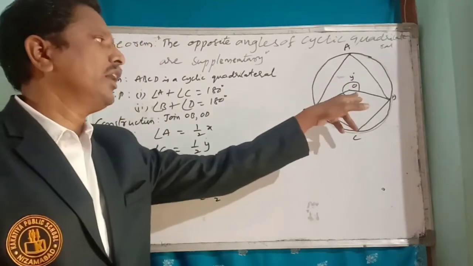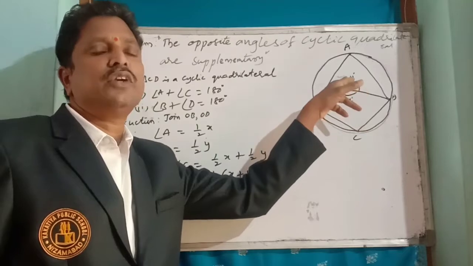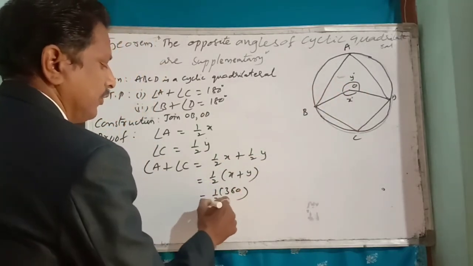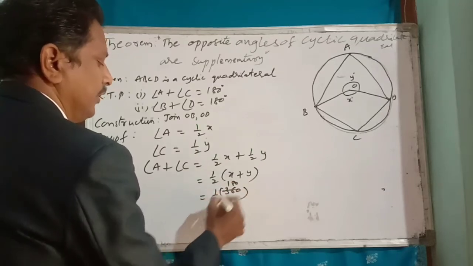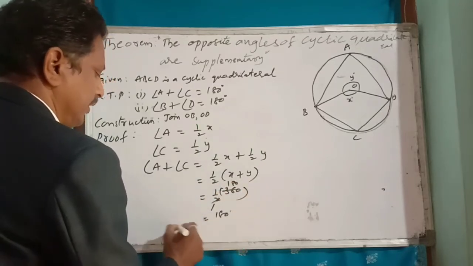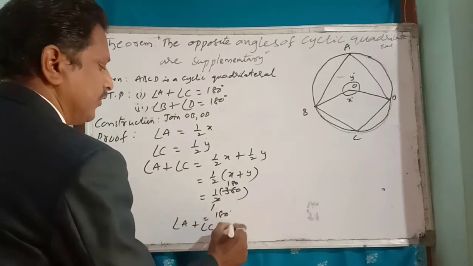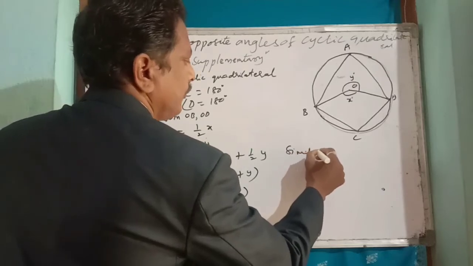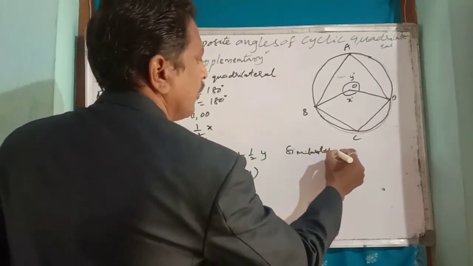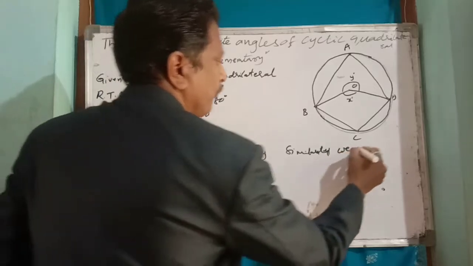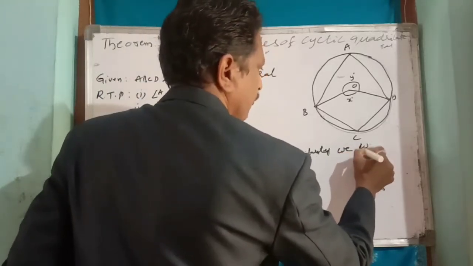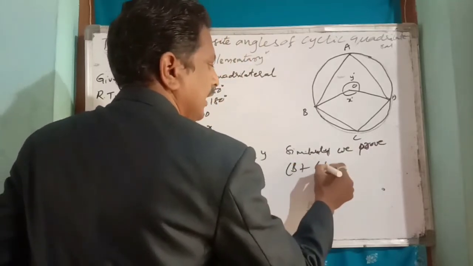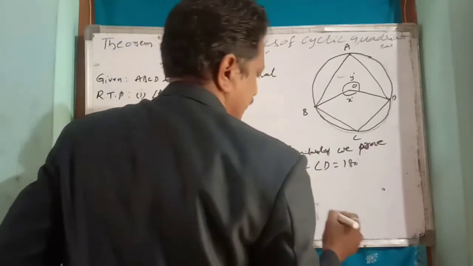x plus y, the sum of all angles at a point, equals 360 degrees. Therefore, half of 360 degrees is 180. What came here? Angle A plus angle C equals 180 degrees. Similarly, we can prove angle B plus angle D equals 180 degrees.